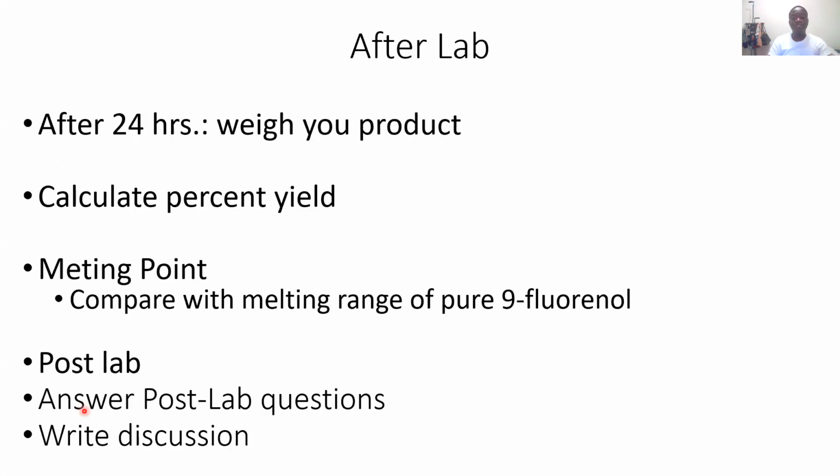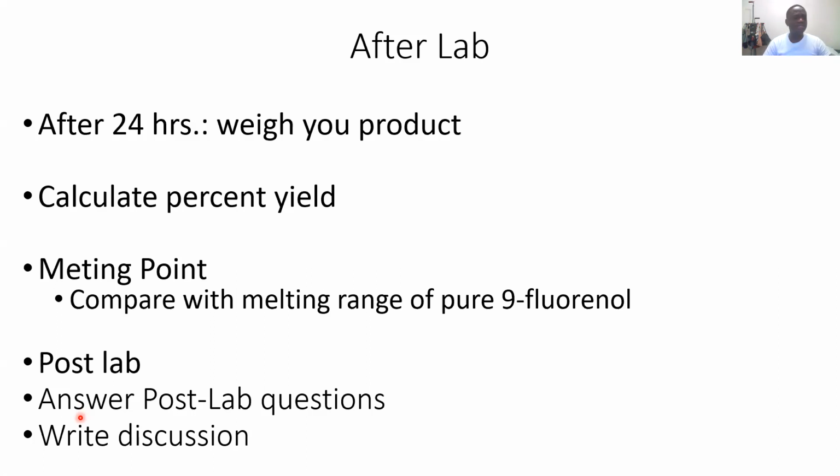All right, so after you've filtered off your product, which is your 9-fluorenol, now you have to leave it on your bench for 24 hours to dry off. And that's because you have to take the weight of the dried product once it's done. If you weigh it immediately, you still have some solvents in there. It's not going to be totally dry. It's going to be dried, nice and crispy. And then you can weigh your stuff on a weighing balance. The goal of this is to calculate your percentage yield, okay?